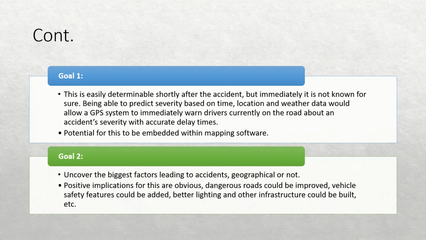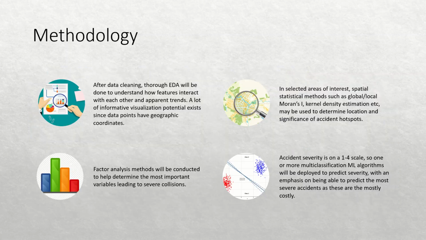My second goal is to uncover the biggest factors that lead to these severe accidents, and the positive implications for this are very apparent. If it's found that certain areas or certain types of roads are dangerous, these can be improved. Vehicle safety features could be added. If there's an issue like there's no lighting on certain kinds of roads, infrastructure can be improved. There are a lot of different ways for that to go, depending on what is found.